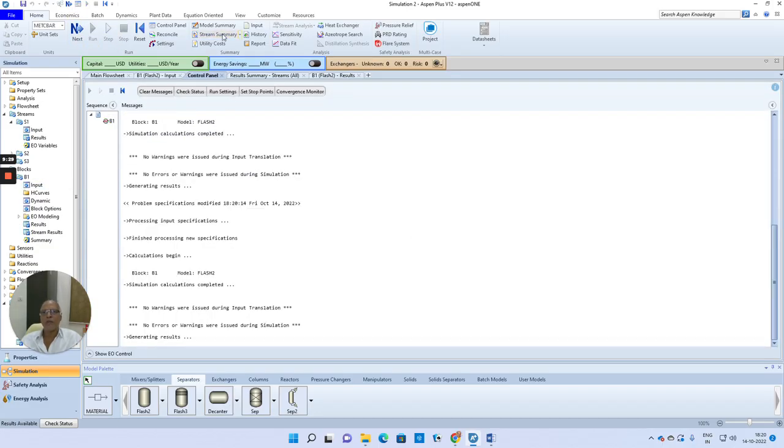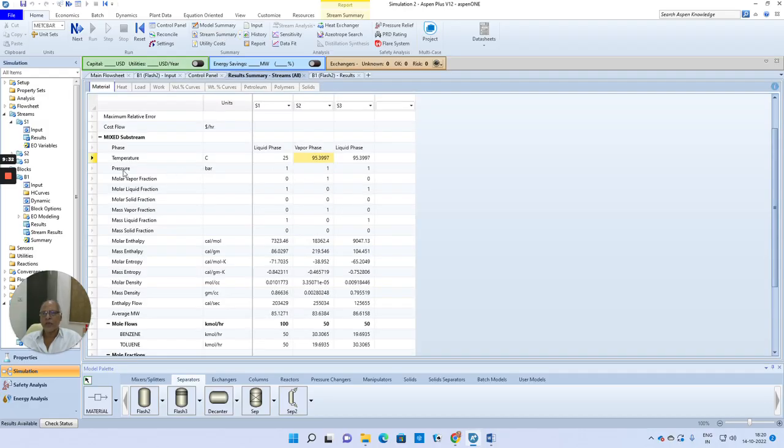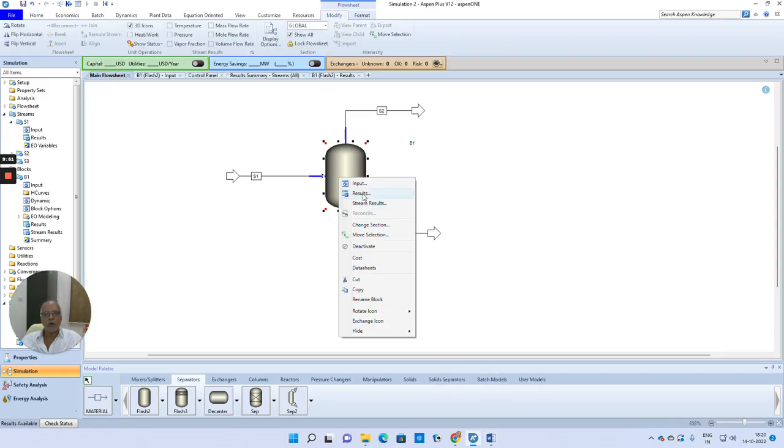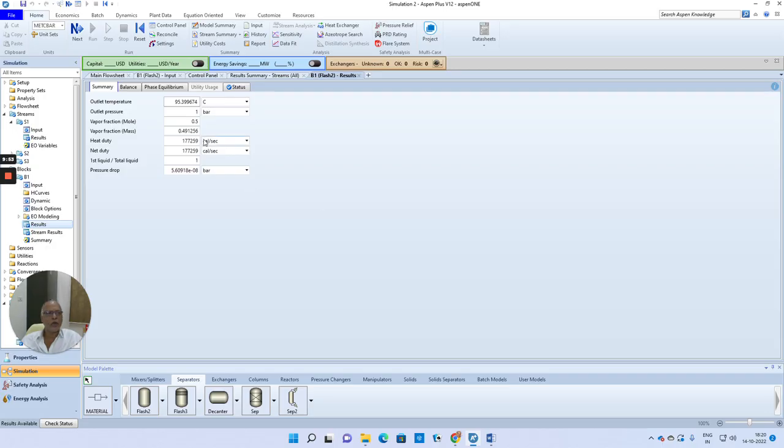Now let us look at the stream summary. Now you can see, though we did not specify the pressure, it has been calculated as 1 bar. And once again, we were able to obtain 50% liquid and 50% vapor, again with the same composition. Now similarly, you can go back. Of course, you can also check the heat duty now. It would also result in the same heat duty that we observed in the earlier parts.